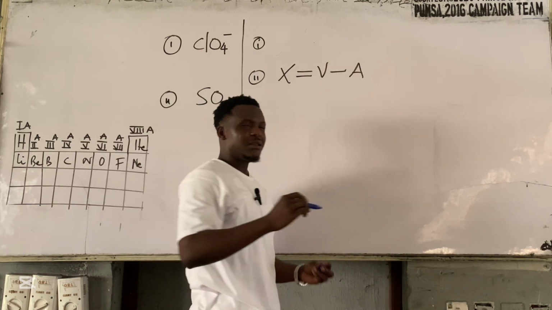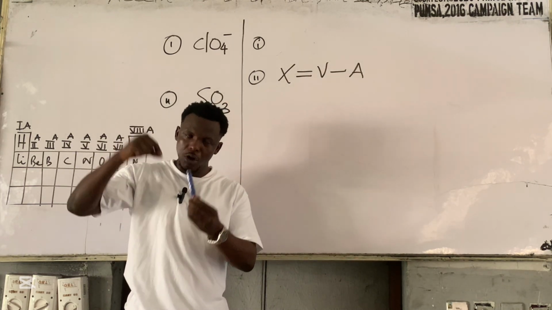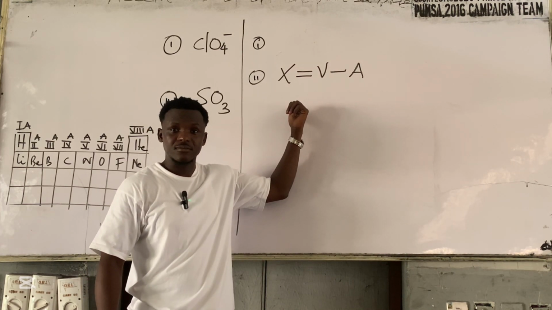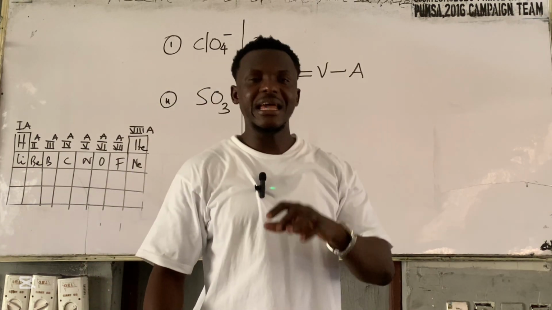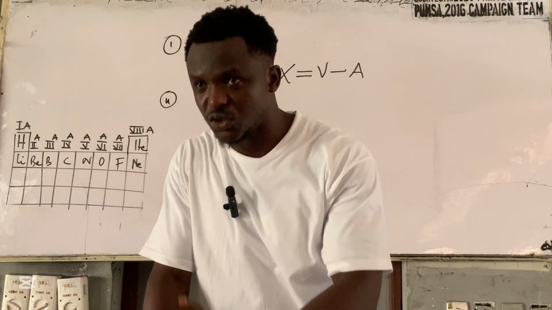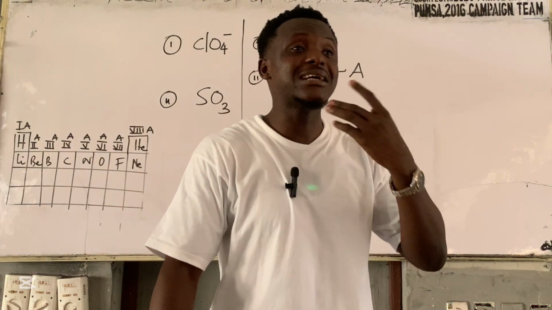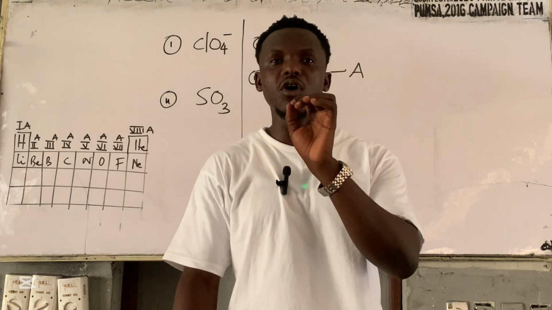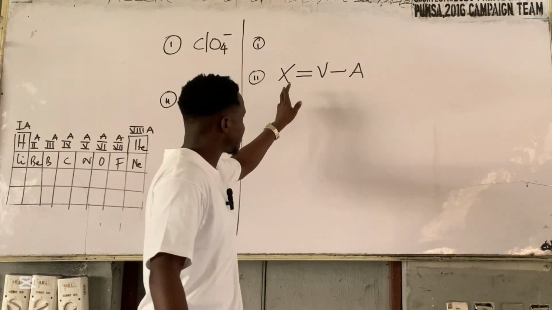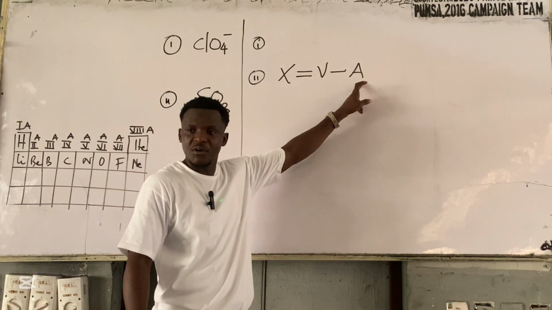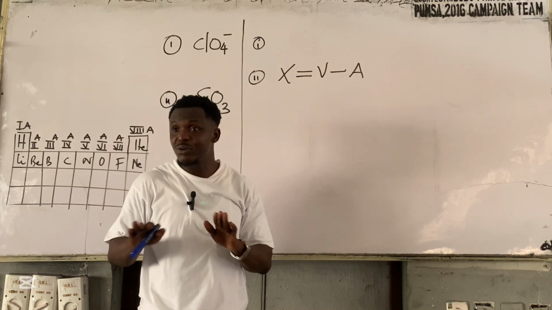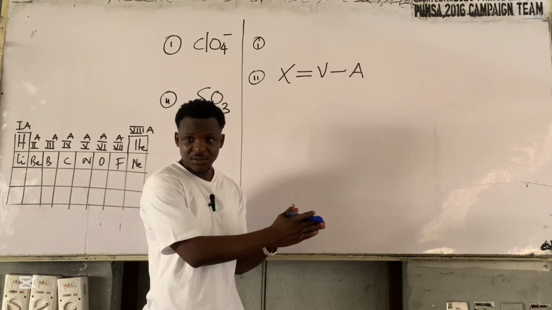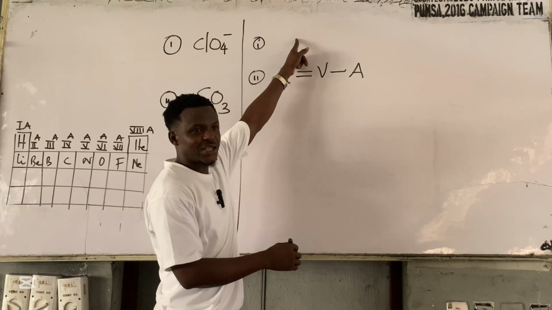Class, please listen. Let me emphasize this much. X is the number of shared electrons. Now, what did I say x is? Some years back, they asked students to just solve for the number of shared electrons, and most of them were confused. If you're asked to solve for the number of shared electrons, it is x. Solve for your V and subtract from your A without dividing by 2. If you divide by 2, what are you now solving? Number of bonds.